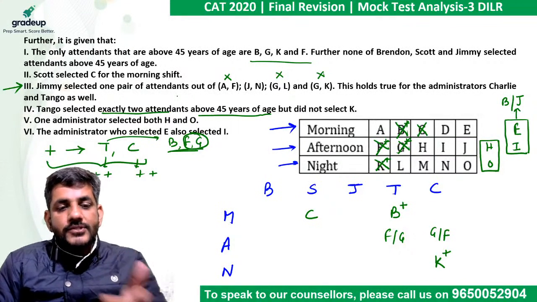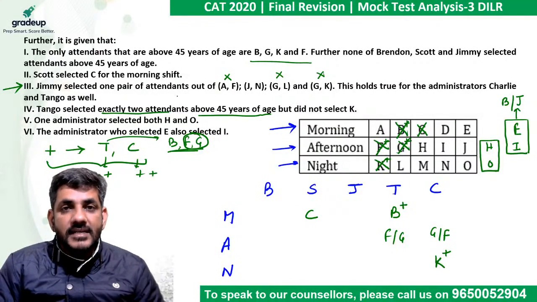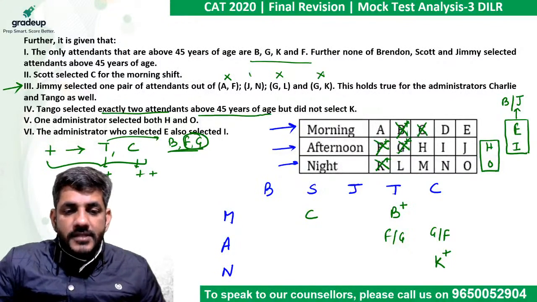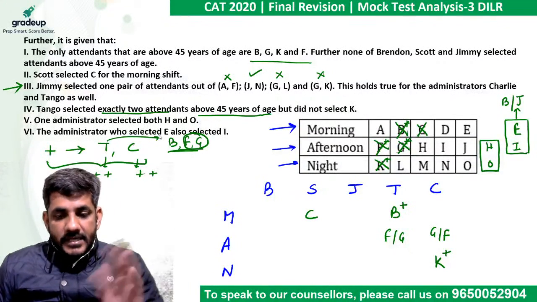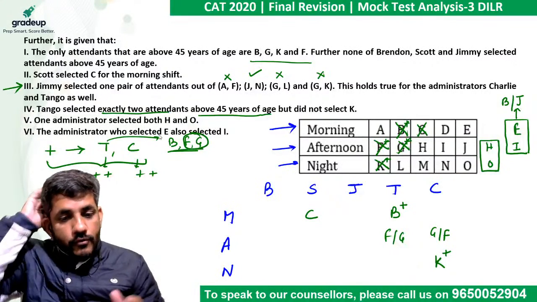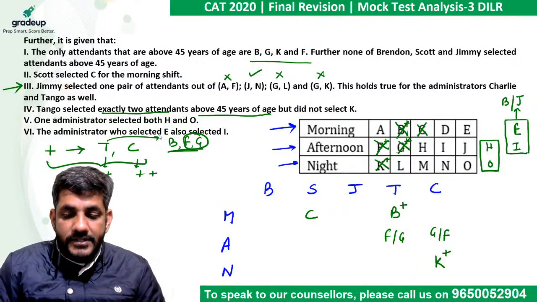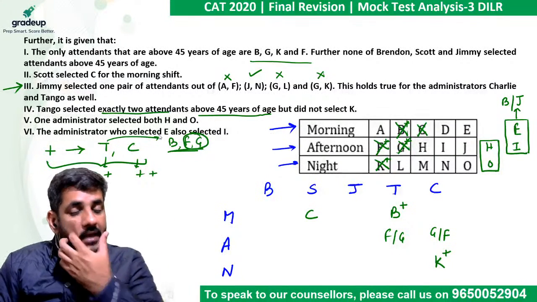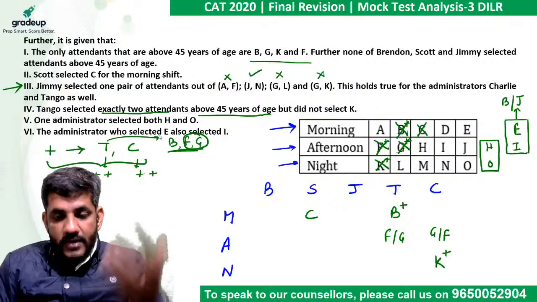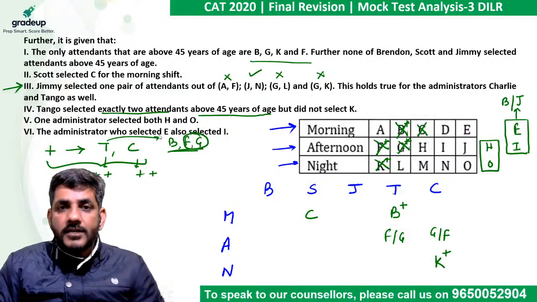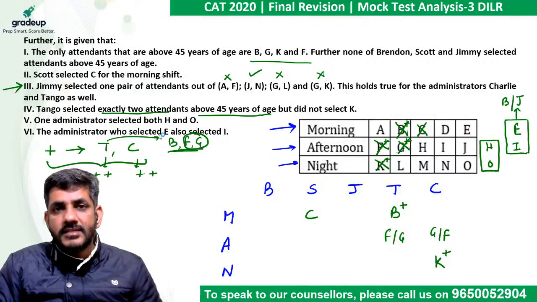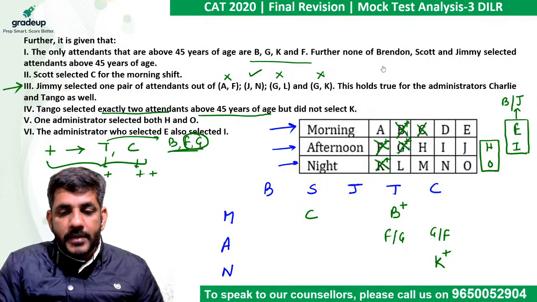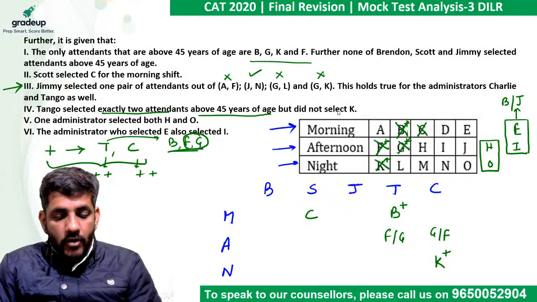So if Jimmy has to select 1 pair out of this, can I say that pair has to be J, N? If Jimmy has to select 1 pair, see, either G or F. G और F तो दोनों वो लोग हैं ना who are above 45 years of age, and above 45 years of age they are only selected by this Tango or Charlie, because वो पहले ही मना कर चुका है ब्रेंडन, स्कॉट और जिमी, तो सेलेक्ट कर ही नहीं सकते, right? So the only possibility for these people here can be J comma N.